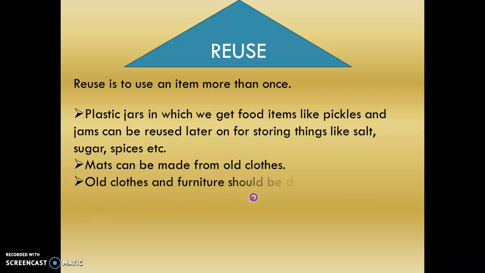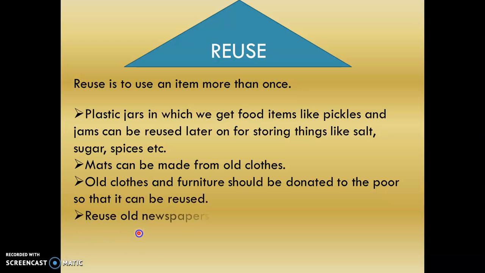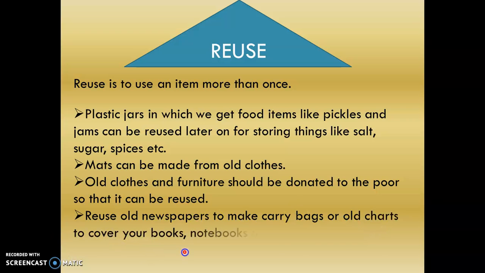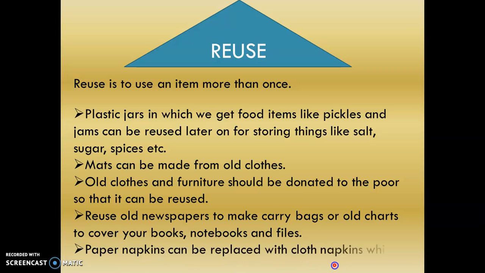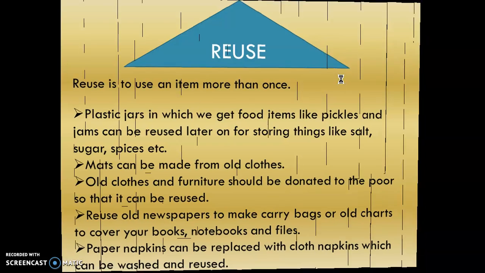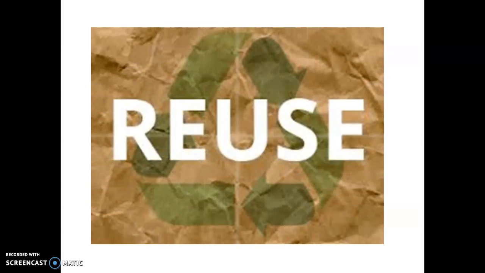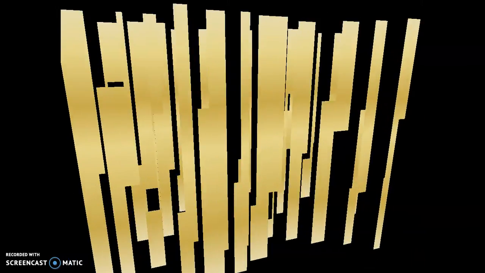Old clothes and furniture should be donated to the poor so that they can be reused. Reuse old newspapers to make carry bags, or old charts to cover your books, notebooks and files. Paper napkins can be replaced with cloth napkins which can be washed and reused. Please pause the video and read all these points for reusing waste or items. Reuse your waste. Then the last R is recycle.